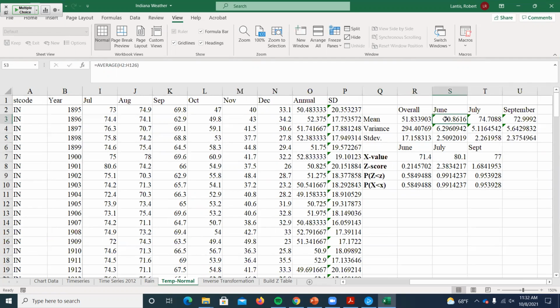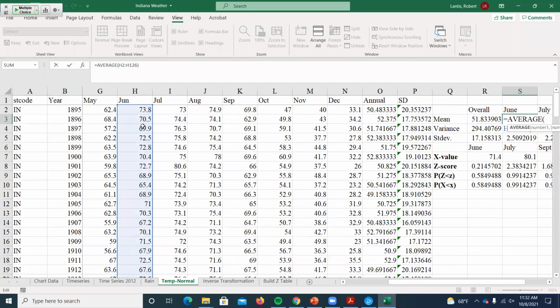But if I wanted to break this down by month, notice I could take the average of the column that has June temperature. That would give me my mean June temperature. Take the variance of that June temperature column.